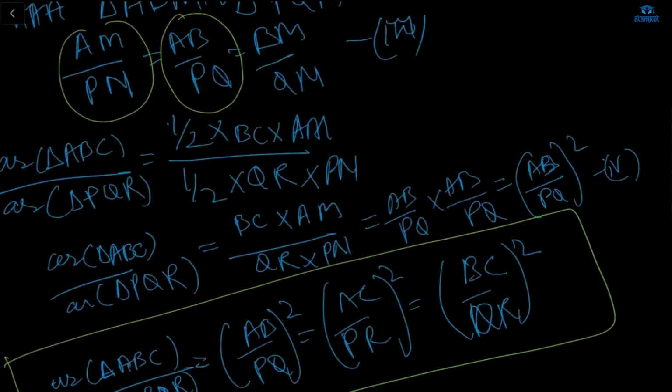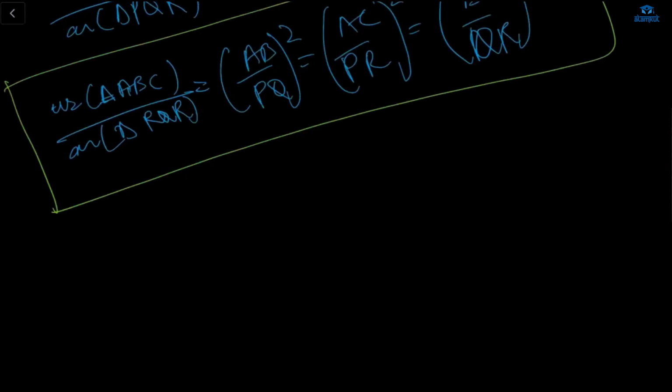Now have you understood, Shazan, what I did after half? We are actually using the equations, and we have got AB by PQ whole square. Now you can take the other half of the triangle and prove AC by PR whole square, and similarly BC by QR whole square. So we have got this. We have proved that. Now we are going to use it.